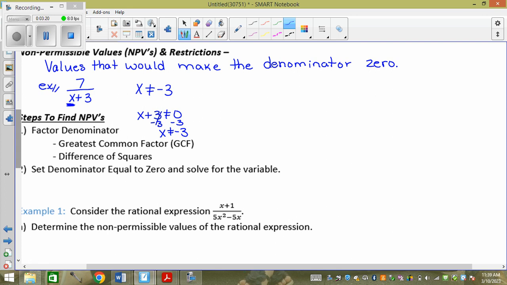Okay? So what we have to do is go to the denominators, if it asks for just MPVs. I don't care what the numerator is. It could have a unicorn on top of it. I don't really care, because I don't care what the numerator is at all if they only ask for non-permissible values, right? So I go to my denominator. I make sure that I factor it. So that's GCF, difference of squares. And then I take each factor and I set it equal to 0 and solve.